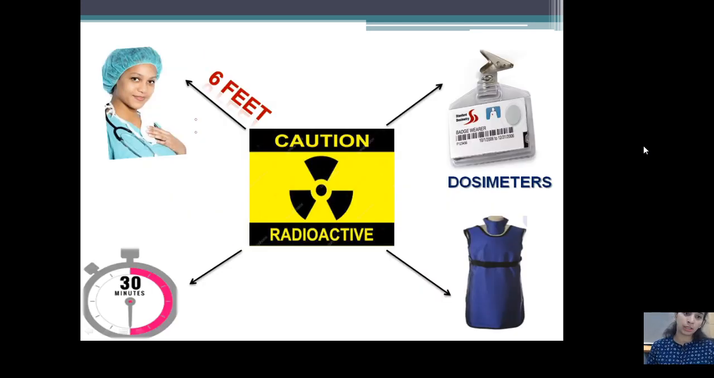Then we have another principle, which we call ALARA, which is as low as reasonably achievable. We have to minimize the dosage and exposure to us. So we have to keep a 6 feet distance, and minimize the exposure to less than 30 minutes. We should use shielding, such as lead aprons. Then we have dosimeter badges, which are given to the workers working in that area, and the badges are checked every year for the amount of radiation the person has been exposed to.